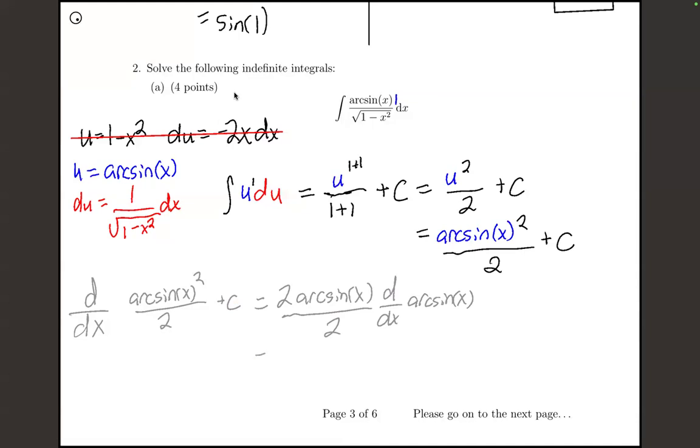So this is going to simplify. I see a 2 and a 1/2, so that goes away. So it becomes arc sine of x, and the derivative of arc sine is going to be 1 over square root of 1 minus x squared. And if we notice, if we put arcsine on top, we end up with exactly the integrand we started with. So this is a wonderful way to check our work. And we see that, yes, arcsine squared over 2 plus c is the correct antiderivative because when we take the derivative, we end up with the original function. Okay.